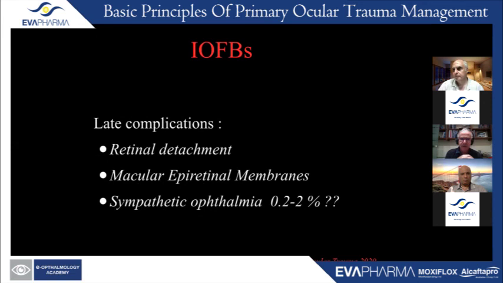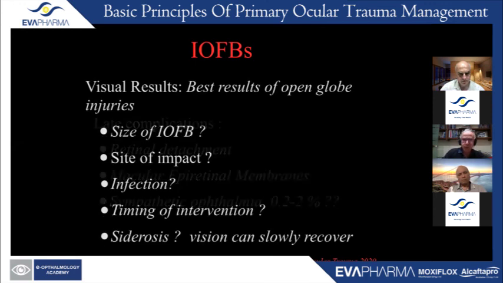of intraocular foreign bodies. Late complications are not unusual. Retinal detachment is a possibility, particularly if you need to increase the size of the sclerotomy. Sometimes you end up with some sort of a retinal dialysis. Please check the retina periphery after removing the foreign body. Macular epiretinal membranes, if you do not remove the posterior hyaloid. Again, the issue of sympathetic ophthalmia, it is there and it can happen. And we've seen patients with sympathetic ophthalmia, and the incidence is variable from 0.2 to 2%.